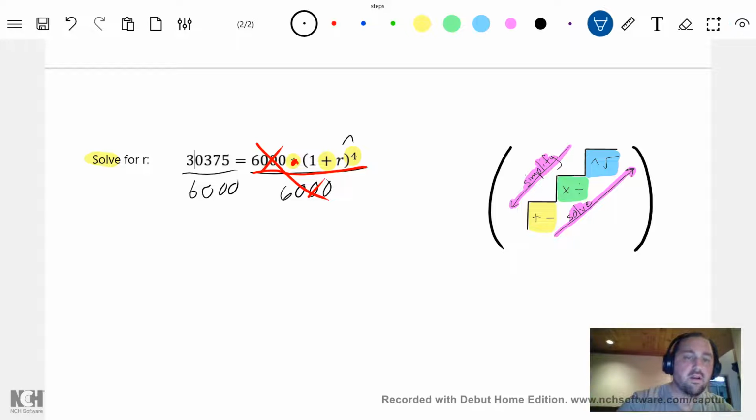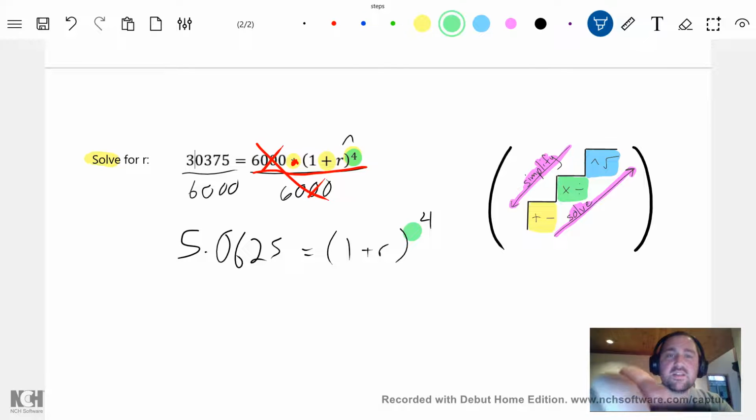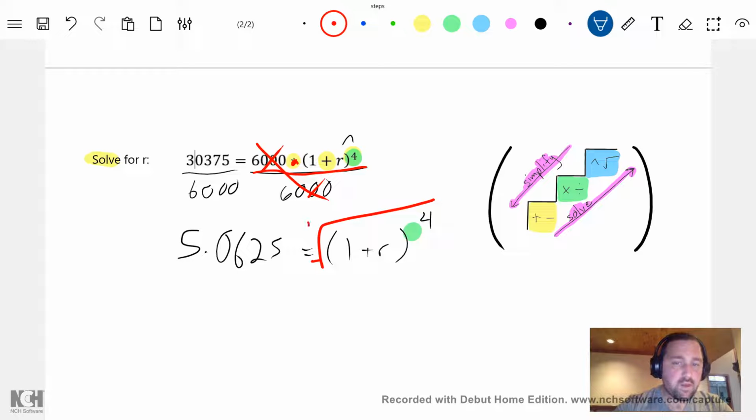So we end up with 5.0625 is equal to (1 plus r) to the power of 4. Our multiplication is gone. Now we have to think about canceling out this to the power of 4. The key thing is that the inverse of powering is rooting. Because it's the fourth power, and this is a little bit weird, we're going to take the fourth root. We're not going to take the square root because that's the second root. We're going to take the fourth root.